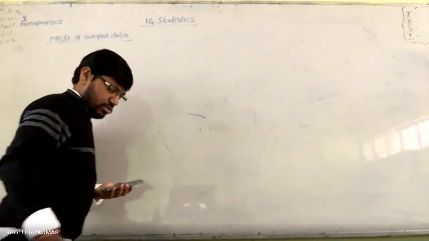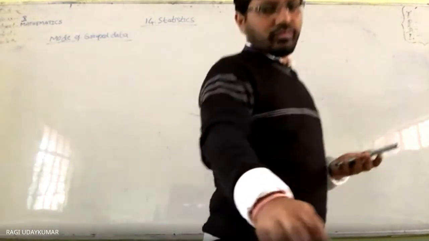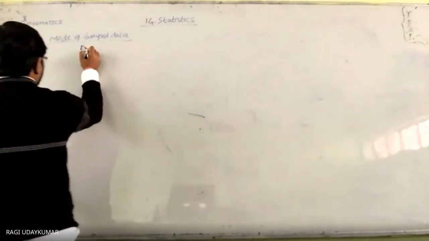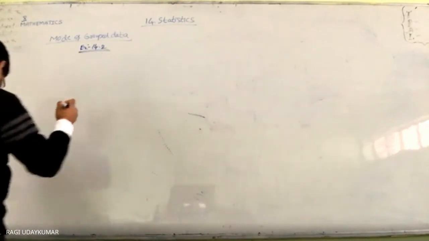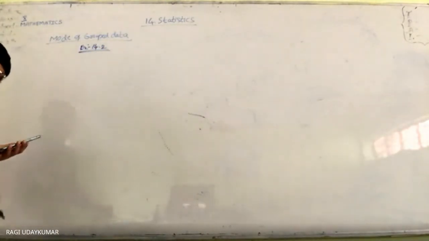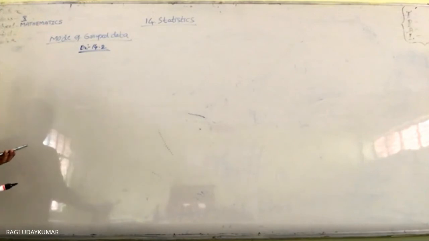Is the board visible to you? Yes, sir. So exercise 14.2. The question says the following table shows the ages of the patients admitted in the hospital during the year. If you get confused here, it is a slightly harder problem, as the numbers are larger. All the questions are given to you. They are the same model questions.